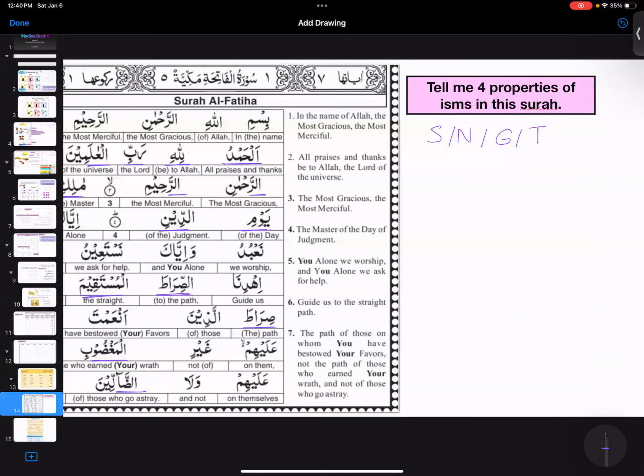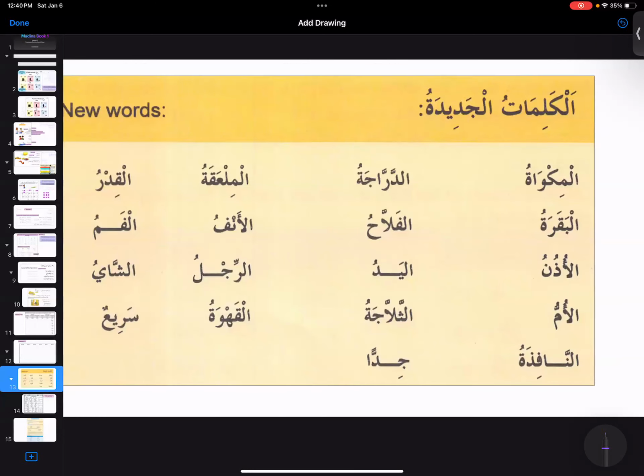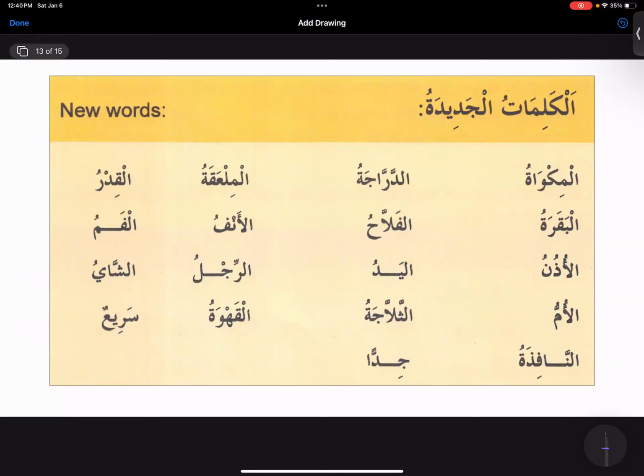Inshallah. Could you please repeat the meaning of these words? What is al-makwatu? Makwatu is iron. Yes, iron. We know the meaning of this. I did not know that. Thallajatun is refrigerator. Yeah, that I know. Refrigerator.